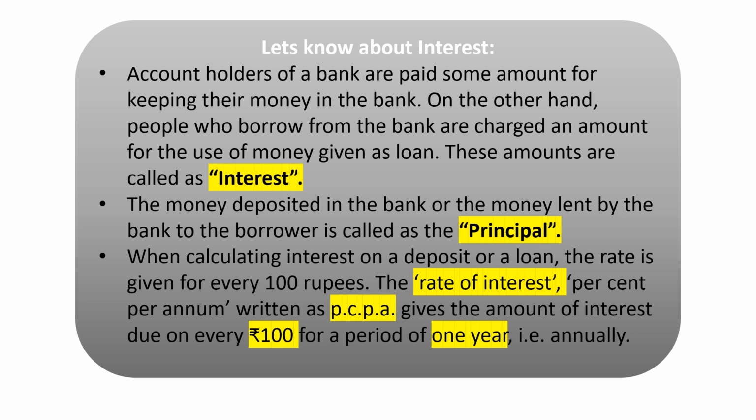Now, when calculating interest on the deposit or loan amount, that is principal, the rate is given for every 100 rupees. The interest is calculated on every 100 rupees. The rate of interest, that is percent per annum, written as PCPA, gives the amount of interest due on every 100 rupees for a period of 1 year, that is annually. Interest is calculated annually, that is 1 year. Yearly there is a calculation of interest done on the amount deposited or the money borrowed from the bank.